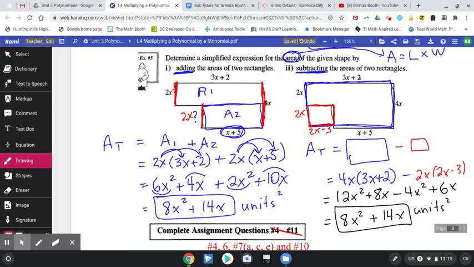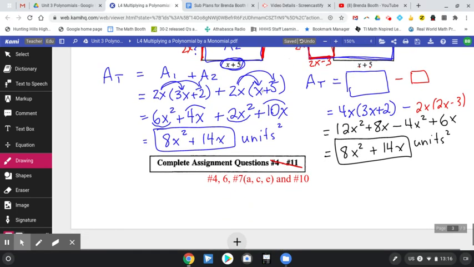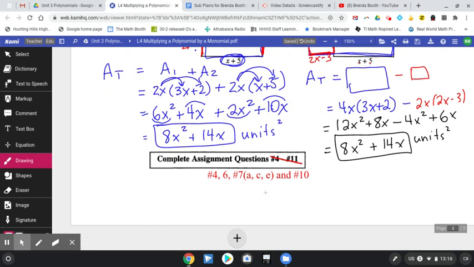All right, we're ready for an assignment, guys. So you are doing the questions that are in red, and these questions start right after these examples. So just in your workbook, number 4, number 6, number 7, A, C, and E, and number 10.